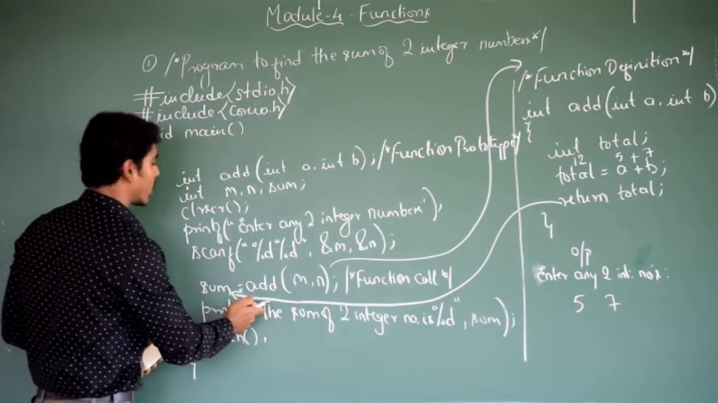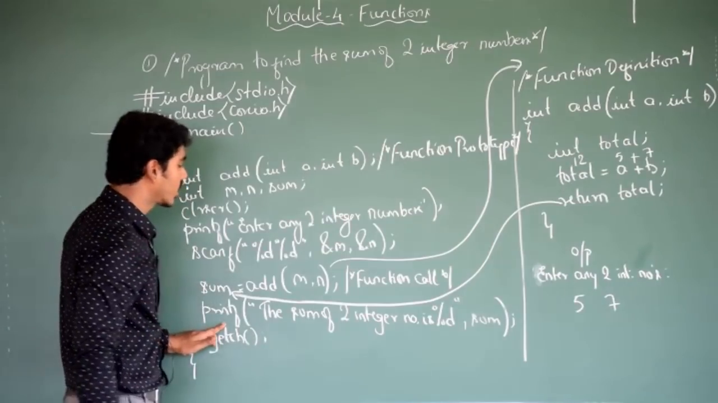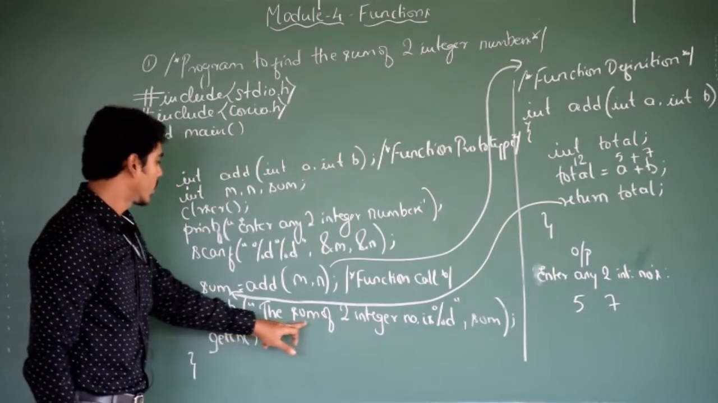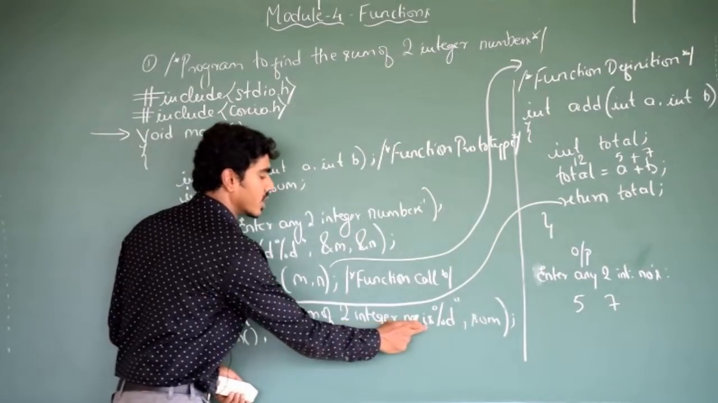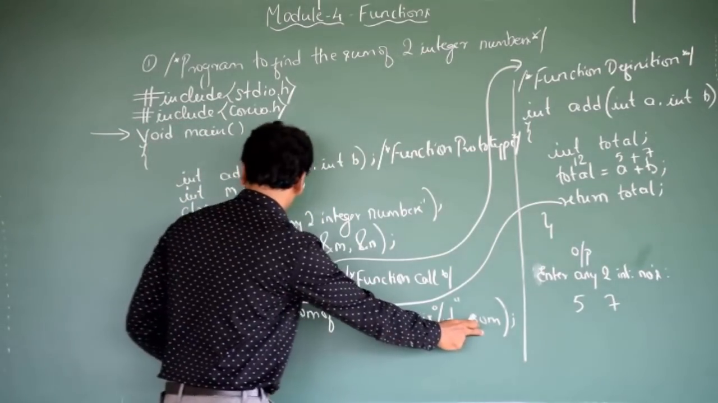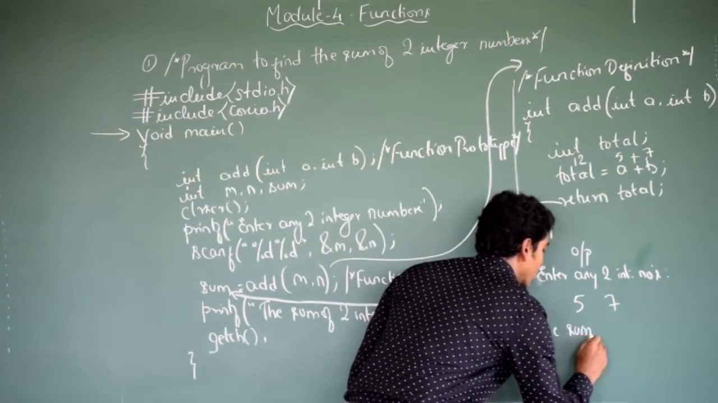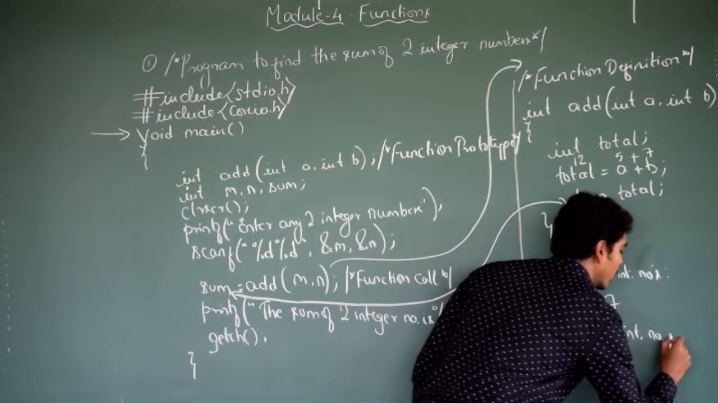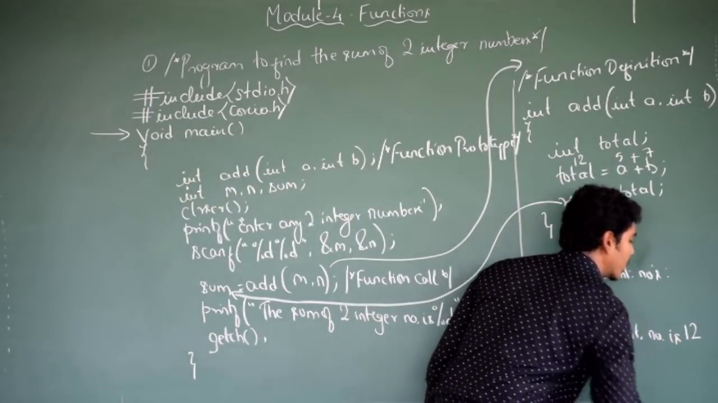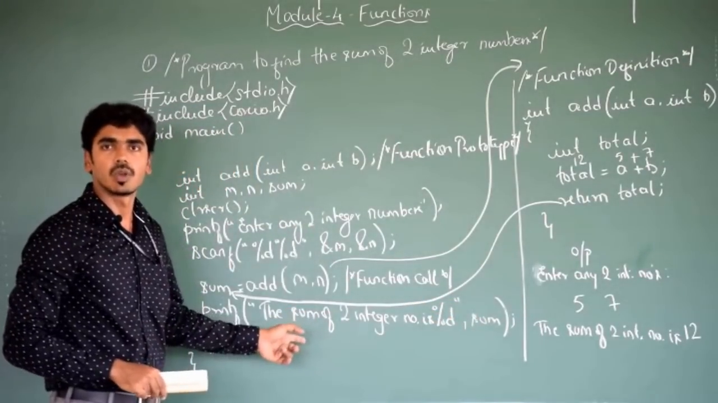So now the result, whatever we got, will be stored in the variable called sum. And next line, I am going to print the result using a printf statement, that is the sum of two integer number is %d, sum. So I am going to get the output as, the sum of two integer number is 12. This is the output that I am going to get for this particular program involving functions.